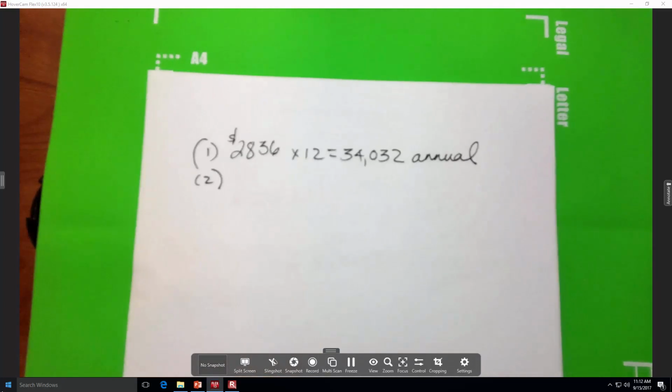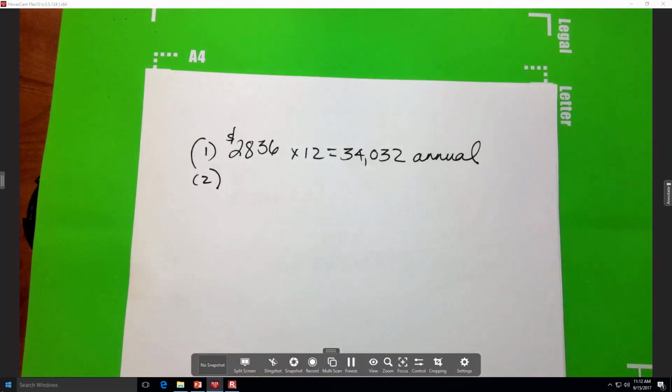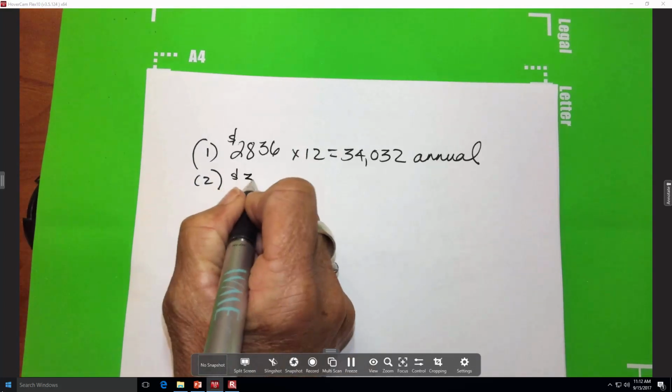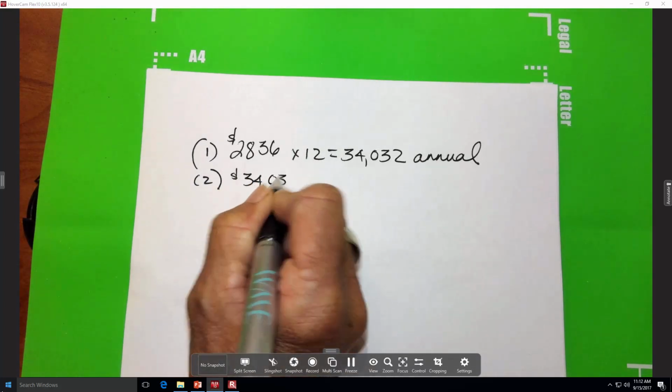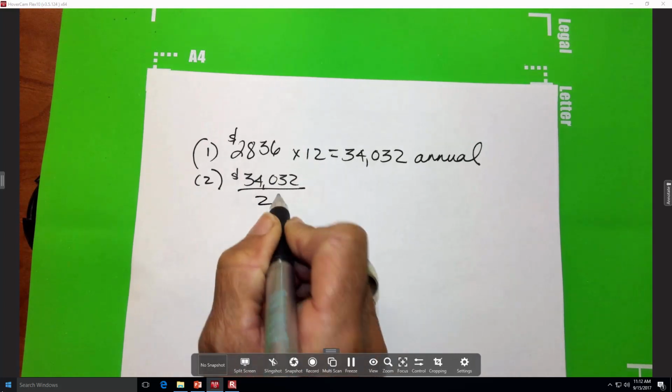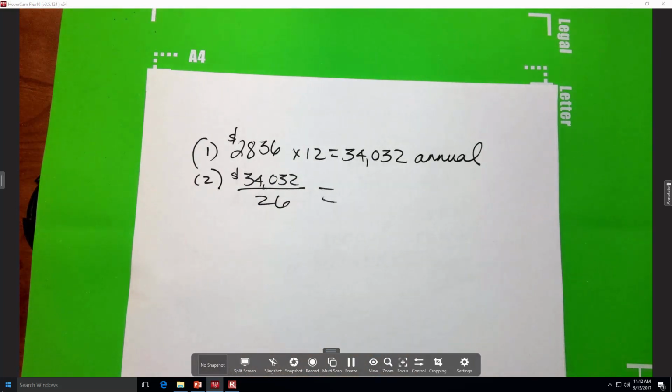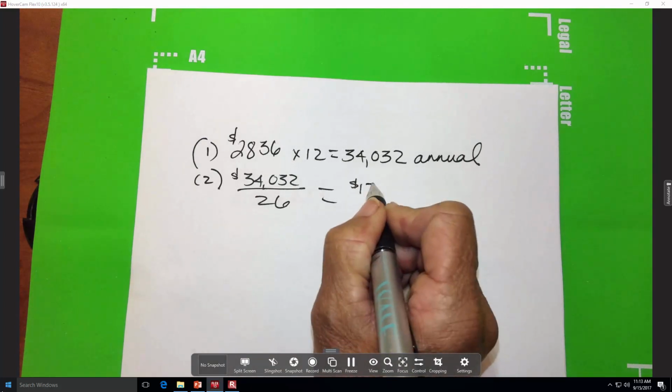Step number two, if I'm paid biweekly, I'm paid 26 times a year, so I want to go figure out what my regular biweekly paycheck is. So I'm going to take my annual gross and I'm going to divide by 26 paychecks. And every paycheck, my gross is $1308.92.